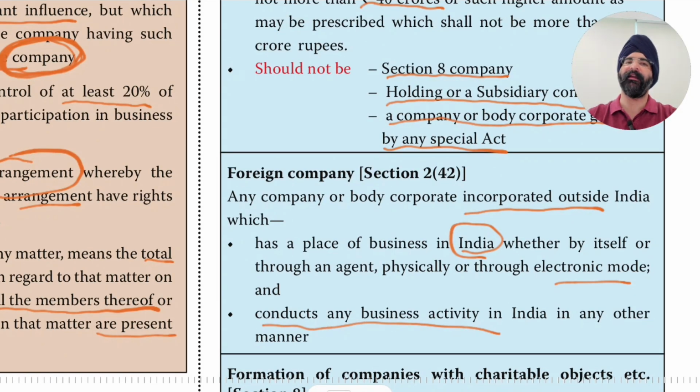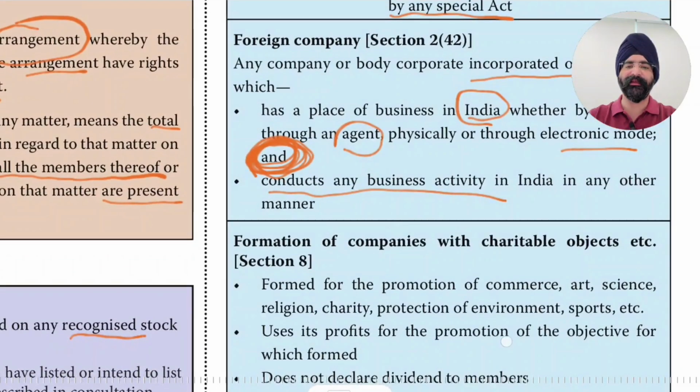So conduct of business in India is important. If it conducts any business activities in India. But here we have to see the word and. There is a requirement that both these conditions need to be fulfilled. Conducting business in India but not having a place of business in India, then it will not qualify as a foreign company. Having a place of business in India but not having started conducting any business in India, then it will also not qualify as a foreign company. Having a place of business in India and conducting business in India, it can have the place of business either itself or through an agent. This will be termed as a foreign company.